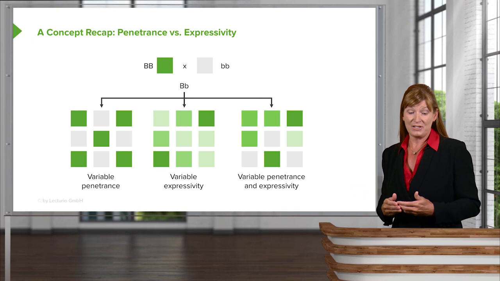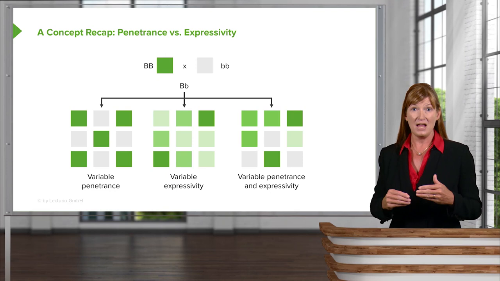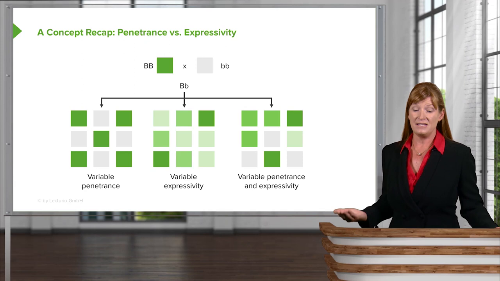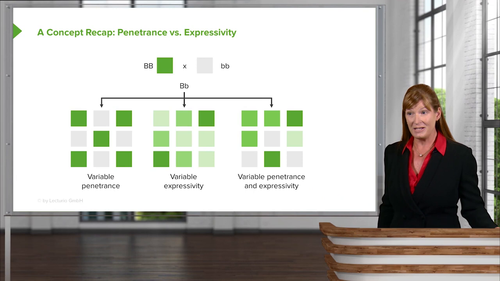A lot of the time in genetic counseling, we're making pedigrees and trying to predict outcomes. Because of penetrance and expressivity, you might not always be able to predict the outcome or characterize the disease that is in place in that family. So these are two concepts to really keep in mind when considering genetic counseling.